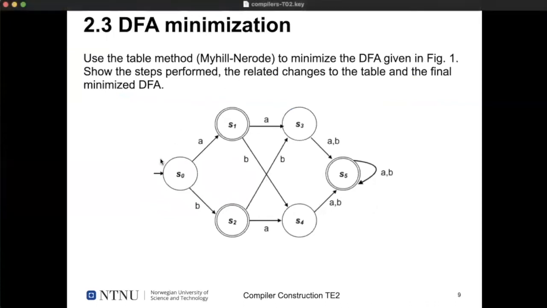So here we have a DFA just starting with S0 here. And from S0, we can either read an A, and then we end up in S1, which is already an accepting state, or we can read a B, which ends up in S2, which is also an accepting state. So we can already figure out the first 2 words in our language. That would be just a single A or a single B.